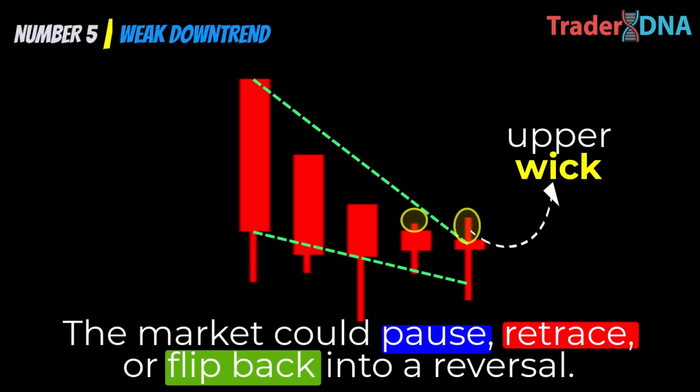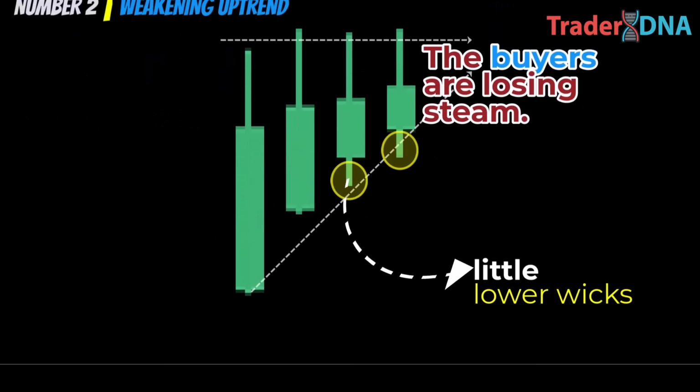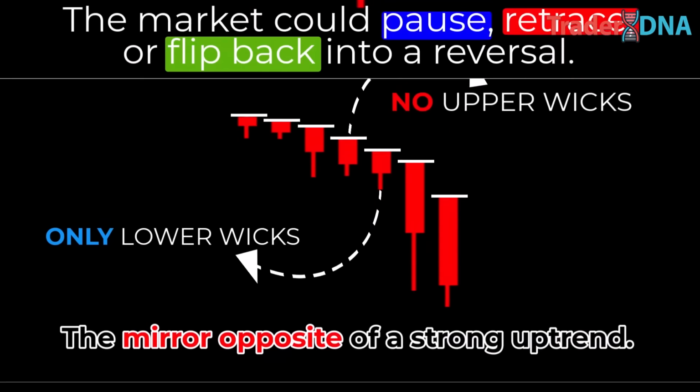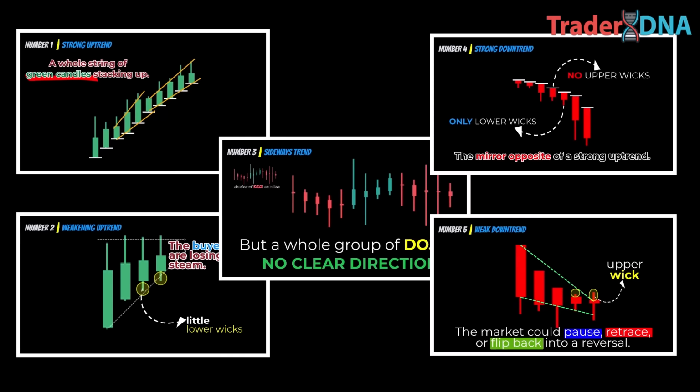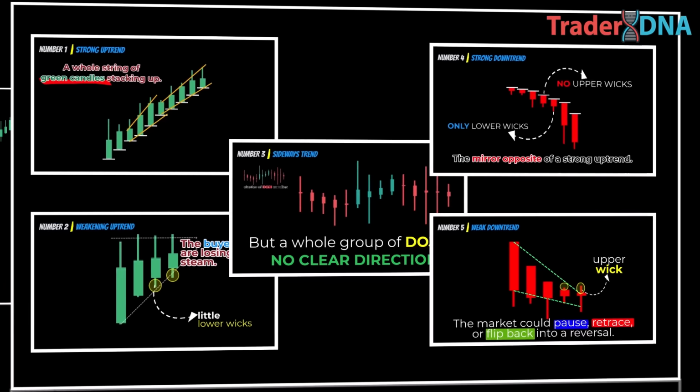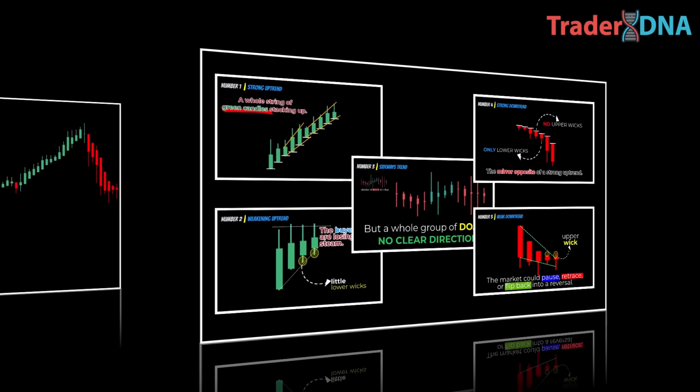And boom, that's the 5 candlestick signals you've got to master. Strong uptrend, weak uptrend, sideways, strong downtrend, weak downtrend. Once you can read these like second nature, the market starts making sense in a way most traders never experience. And trust me, this is where trading gets exciting.